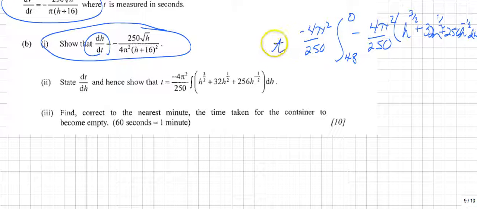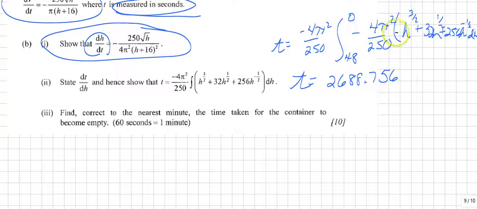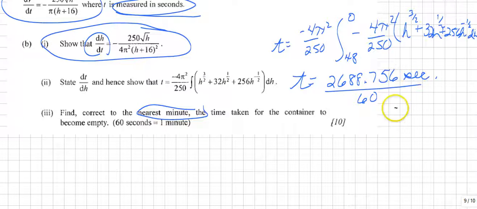So this is equal to t. As I said, you don't have to do the actual integration. So t is going to equal, if you punch that into your calculator, 2,688.756. And remember, up here it told us the time was measured in seconds. So that's seconds, but the question here is asking for minutes. So you just divide by 60, and it says the nearest minute, so you round it off, and it turns out to be 45 minutes.